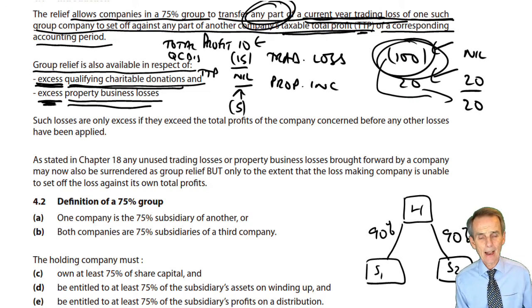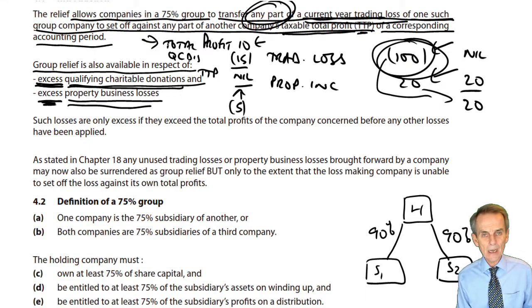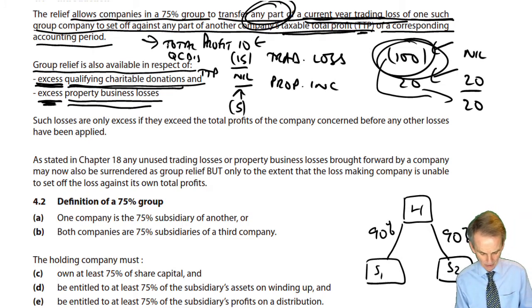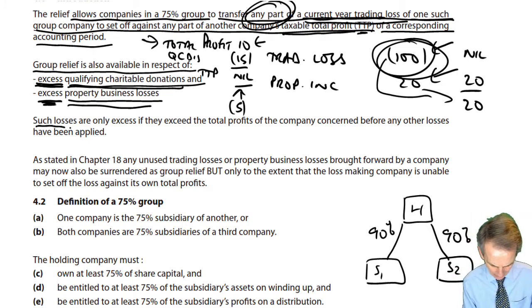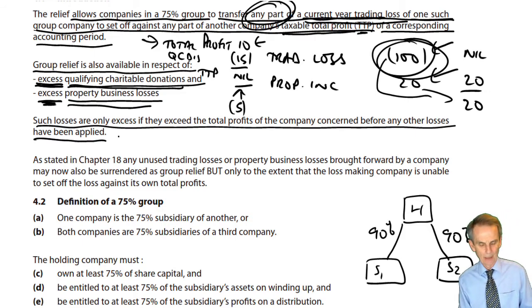What excess means is, after having deducted those amounts of donation or property business loss firstly from the total profits, group relief only becomes available if those donations or property business losses have exceeded the total profits of this period. Then the excess is eligible to group relief, to be surrendered to your other 75% group companies. As we say here, such losses are only excess if they exceed the total profits of the company concerned before any other losses have been applied there.